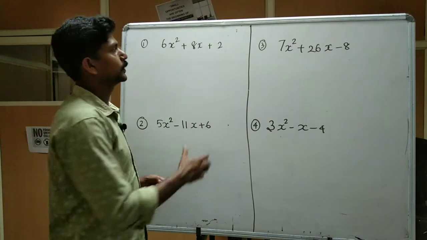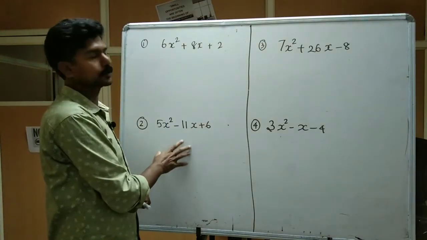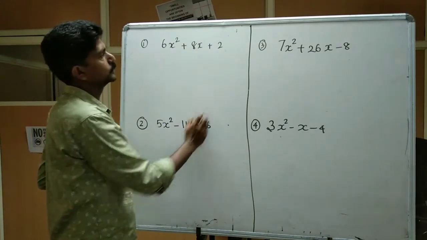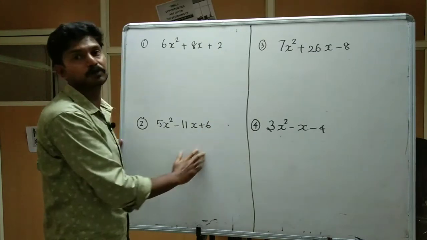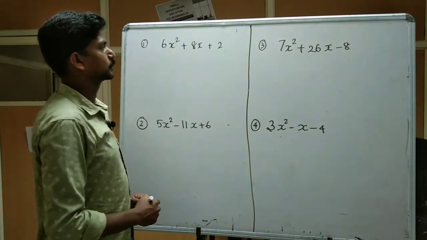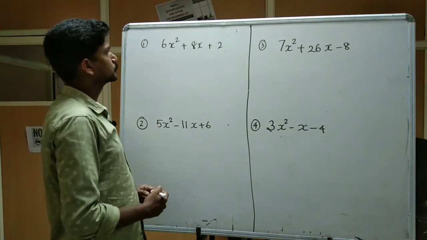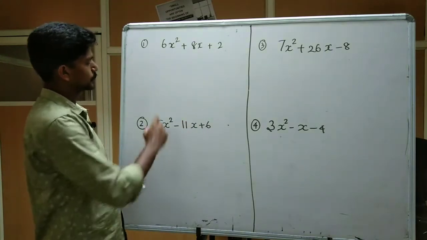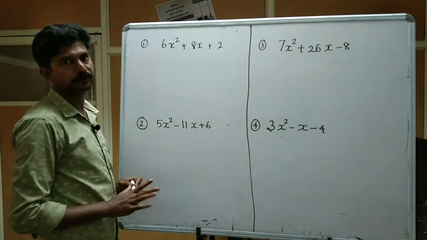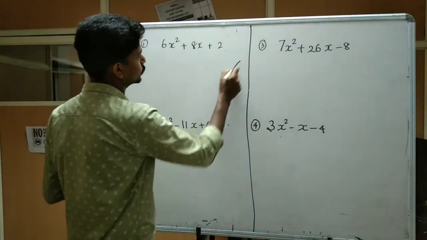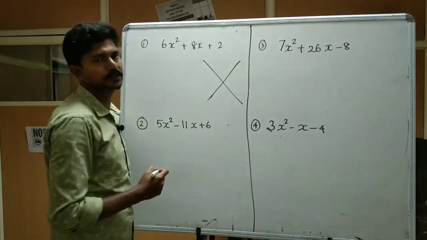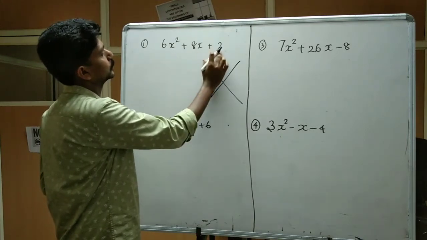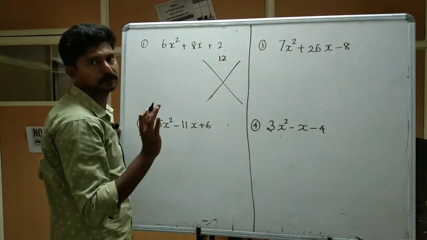So the first case, if you see, here all the terms are positive, and in the next one the middle term is negative. If you see the constant term, both are positive. This is the first key. What happens if the constant term is positive? Also, we have to see that these two are positive. So how do we select the product? We have to multiply the coefficient of x square and the constant term. So 6 into 2, 12. So the product is positive.